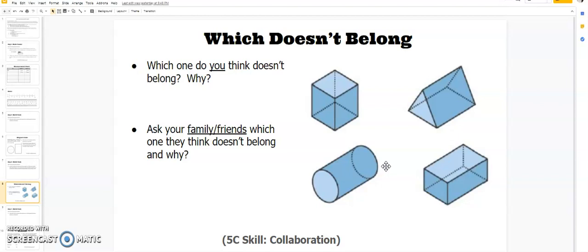We can't wait to hear your thoughts and your thinking on this. Remember, there's several right answers, so be confident in what you choose. And even if you choose something different than the family and friends who you ask, that's okay. Because as long as you back up your thinking and they back up theirs, you could both be right.